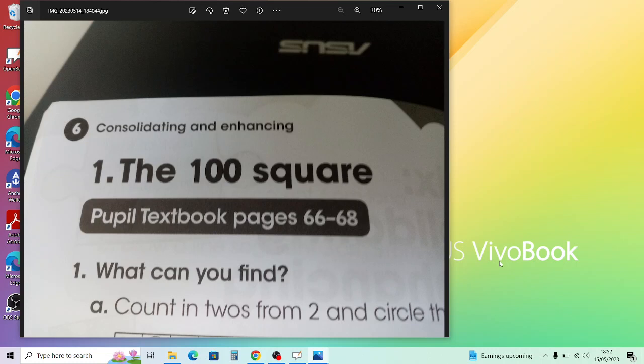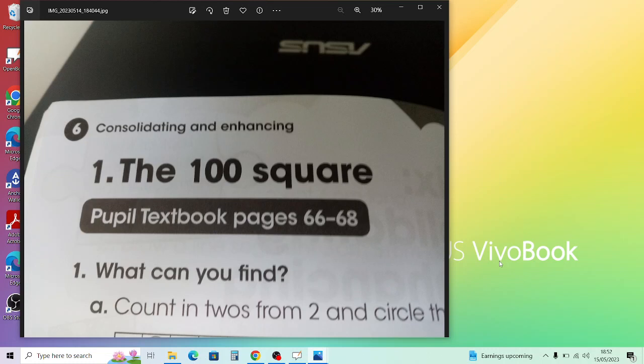And a similar thing with count in 5s from 3 and circle the numbers. So this is more about additions, and where you'd end up if you counted in 5s. Again, you just get 2 columns there.